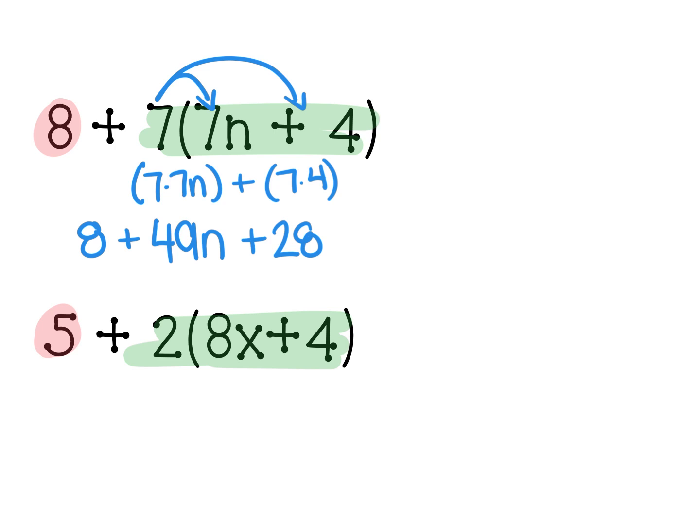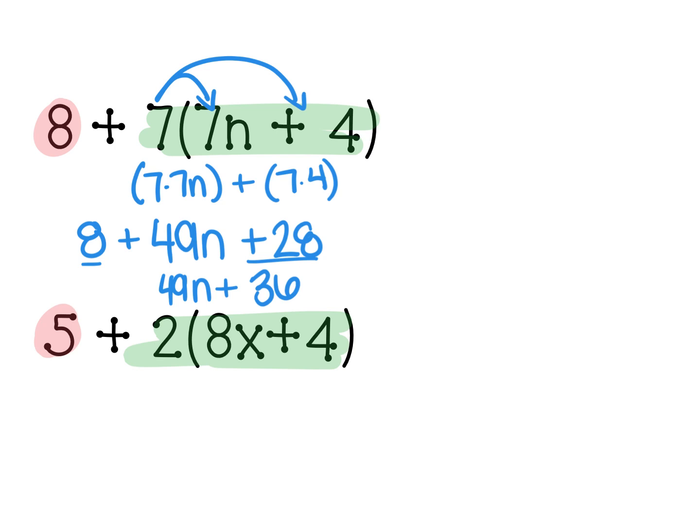Now when we look at this, we've got it distributed and we've got that plus 8 out front. We've got 3 terms. Are any of those like terms? And if so, which terms are they that we can combine, Calvin? 8 and 28. Yeah, so at this point, all we want to do is combine like terms. So we're going to have 8 plus 28 is 36. And then that 49n is just going to bring down because there's nothing to combine it with.